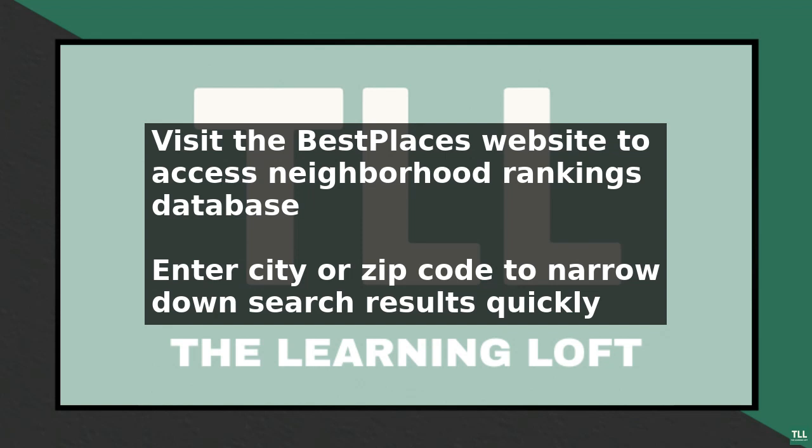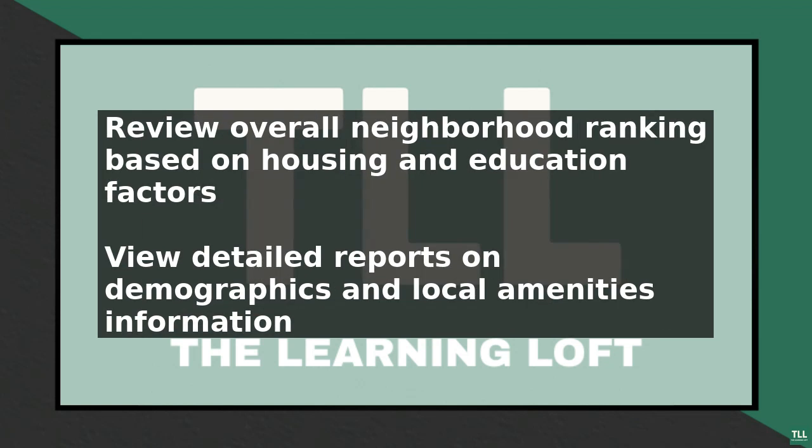First, enter the city or zip code of the area you are interested in to narrow down your search. You can then filter the results by selecting specific criteria such as population size, median home price, and commute time. This will help you to find neighborhoods that fit your specific needs and preferences.